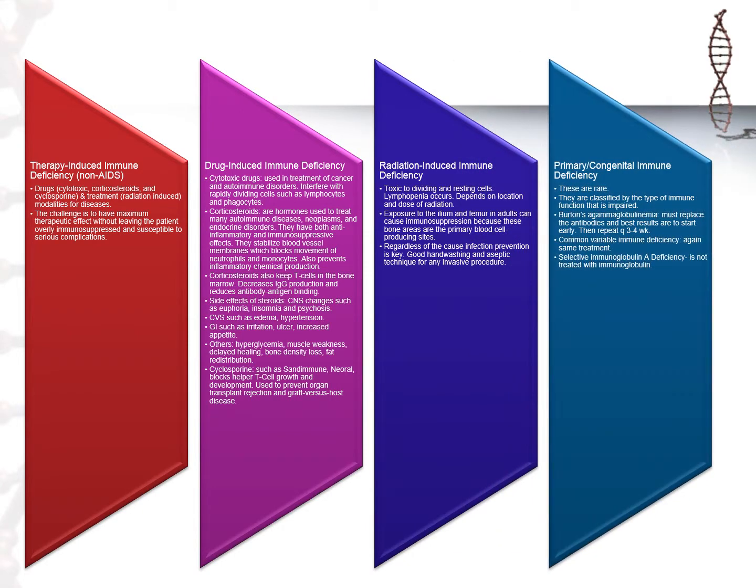Okay, so now we'll talk about the primary or congenital immune deficiency. They're very rare. They're classified by the type of immune function that is impaired. There's Bruton's agammaglobulinemia, and you must replace the antibodies, and best results are to start early, then repeat every 3 to 4 weeks. The common variable immune deficiency, again, is the same treatment. Then you have selective immunoglobulin A deficiency. It is not treated with immunoglobulin.